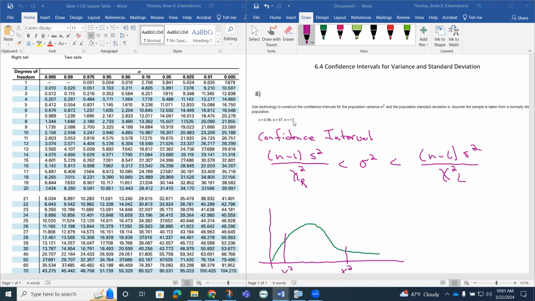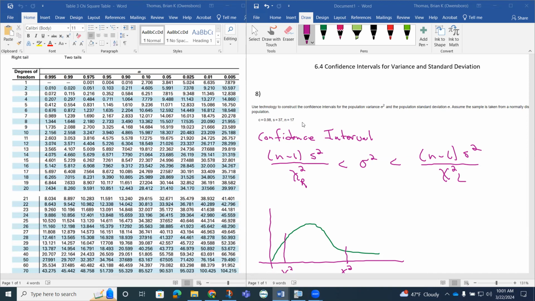So we actually can't use technology because the technology they're talking about is more like Excel and things like that. And we've been mainly just focusing on the graphing calculator. So we're going to have to rely on tables to do these questions. So ignore the technology on this question, except for the fact that we're going to use a calculator to do some of the math.